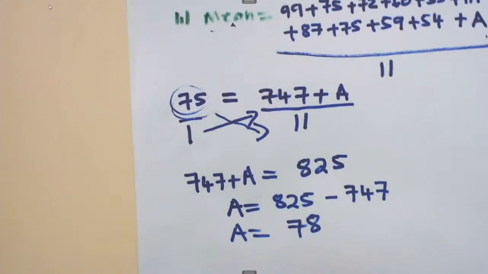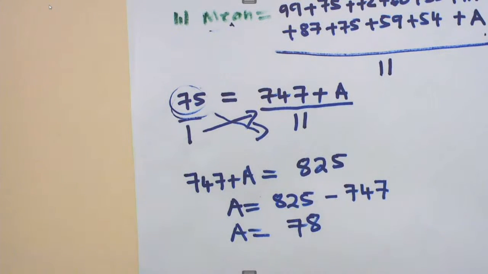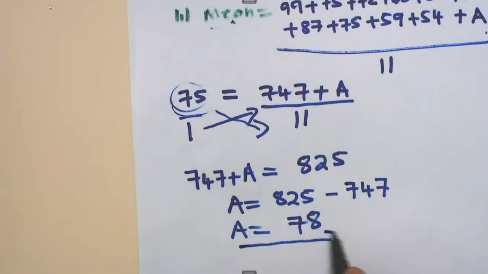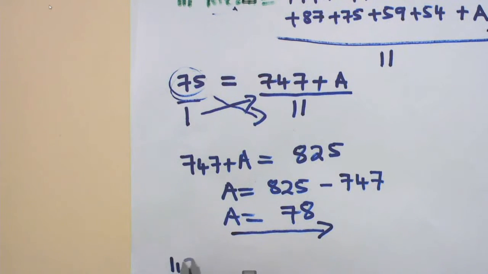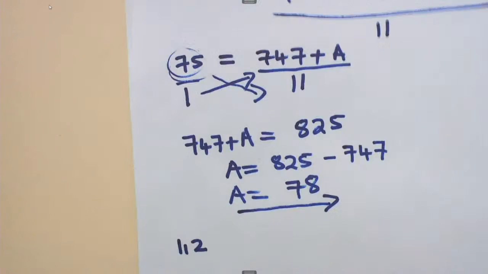And then after doing that, I say 75 multiplied by 11, it gave me 825. And after getting 825, I say 825 minus 747, and then it gave me my value of 78, which is 100% correct. Even with the median, it is still the same. Sometimes the median can be given, and then you'll be required to calculate the missing value.